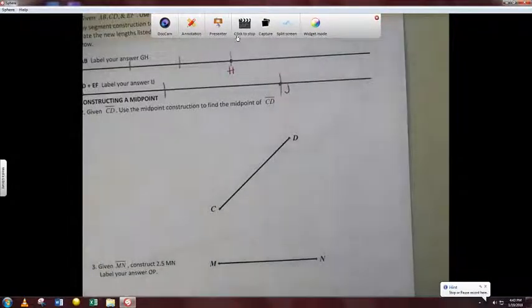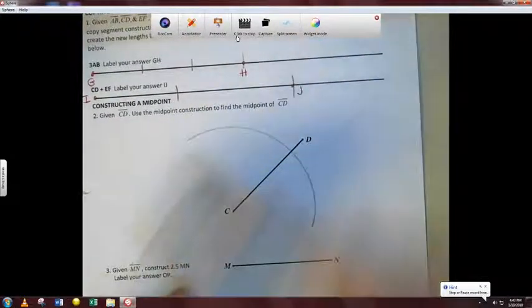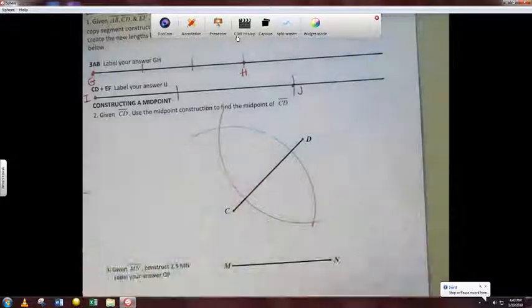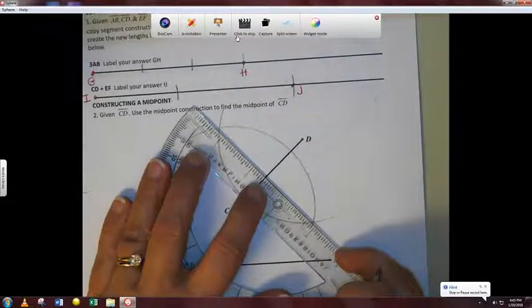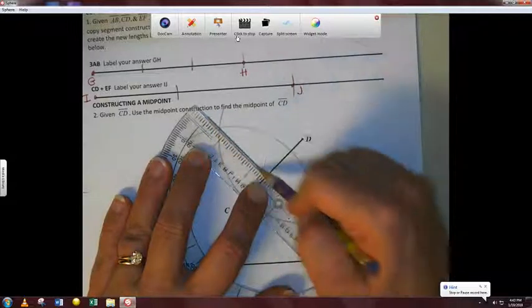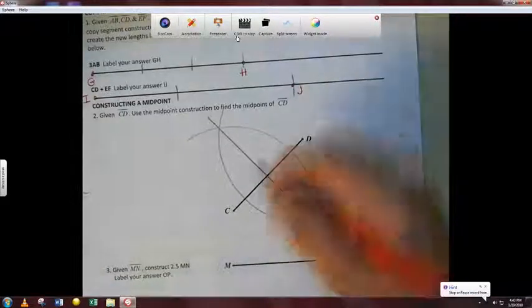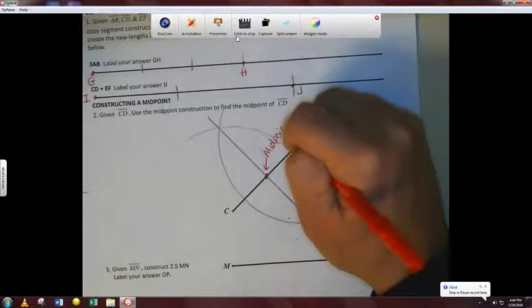Constructing a midpoint, all we have to do is create the perpendicular bisector of the segment, so that's our football construction. So I'm going to start by putting my compass point on C, swinging an arc, then put my compass point on D without changing my width, swing another arc, and then I will draw the line through the intersections of the two arcs. And this point right here is the midpoint of CD.